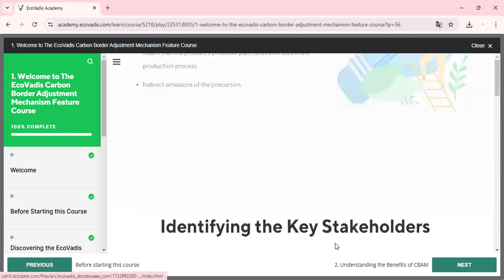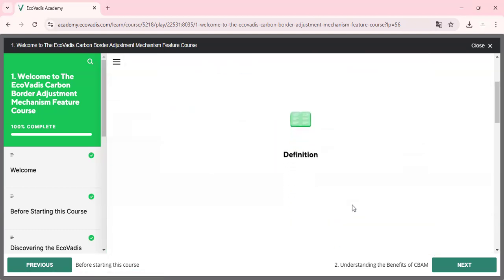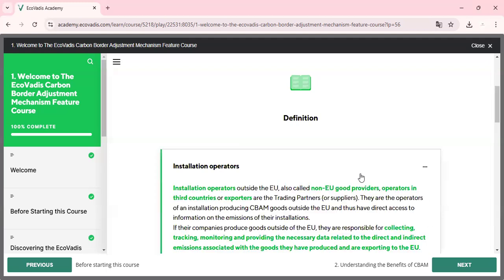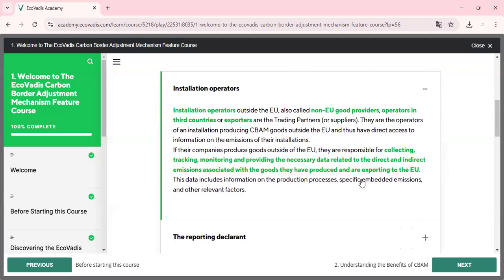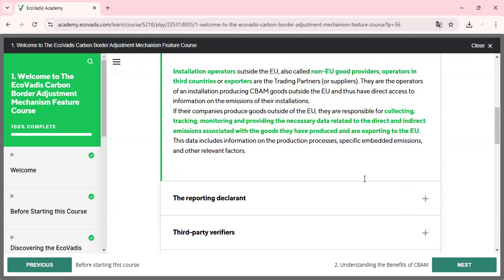Identifying the key stakeholders. Definition: Installation operators. Installation operators outside the EU, also called non-EU good providers, operators in third countries or exporters, are the trading partners or suppliers. They are the operators of an installation producing CBAM goods outside the EU and thus have direct access to information on the emissions of their installations.